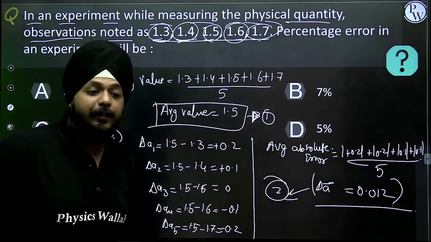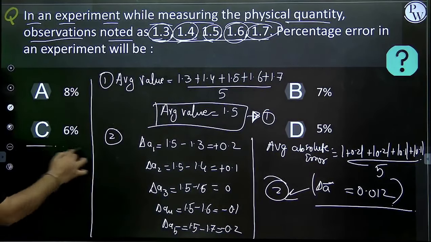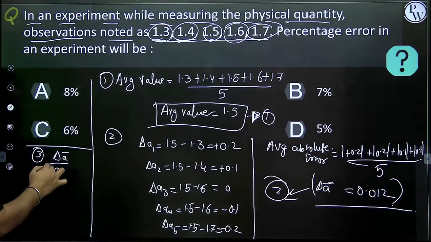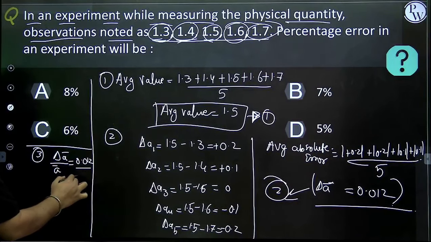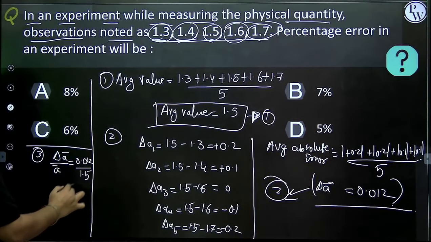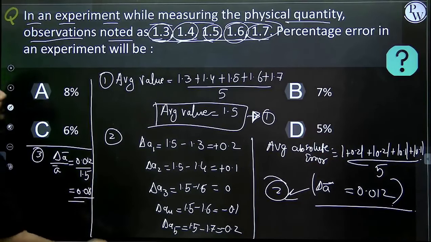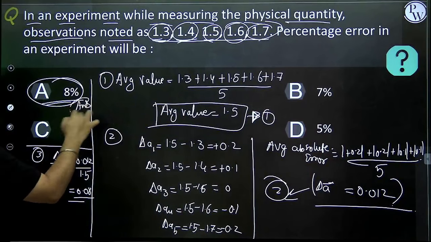But we need to calculate the percentage error. So how are we going to calculate the percentage error? This will be the third part. The percentage error will be the mean absolute error by the mean value. Mean absolute error is 0.012, and the mean is 1.5. So we are getting it as 0.08, right? 8% will be the perfect answer for this specific question.